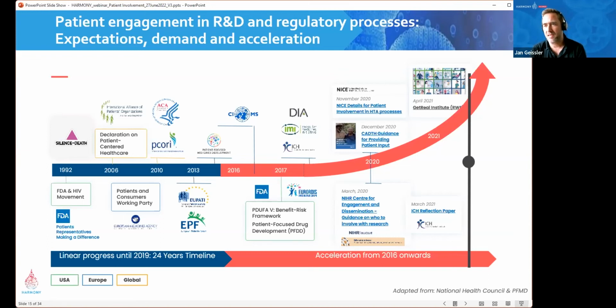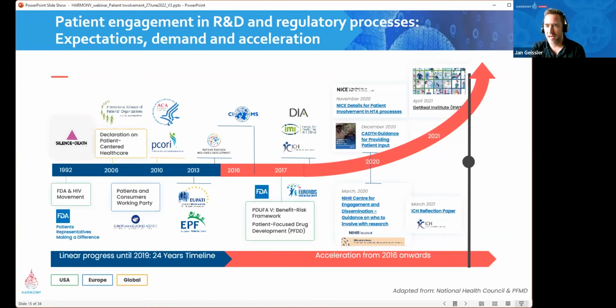But the real uptake has probably started sometime around 2019, 2020, when it was really in everyone's heads and was getting into the industry plans and academic plans and regulatory plans to move from tokenistic patient involvement into something that really has an influence on direction. And the black line is actually where we are.